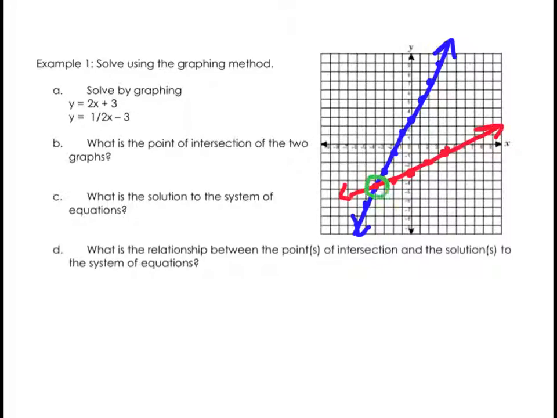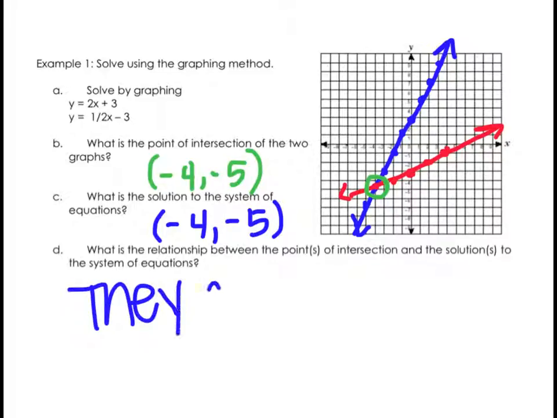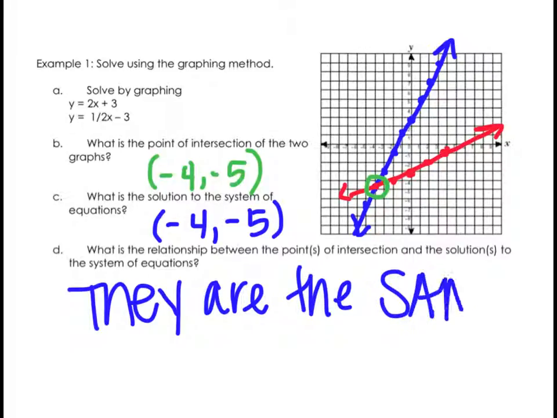This right here is my intersection. That ordered pair is (-4, -5). The solution to my set then is (-4, -5). So what's the relationship between the points of intersection and the solutions to the system of equations? They are the same point.